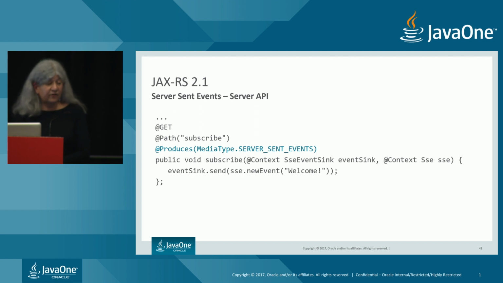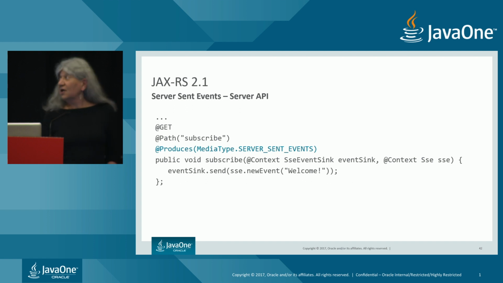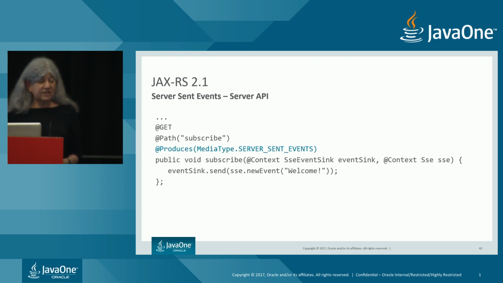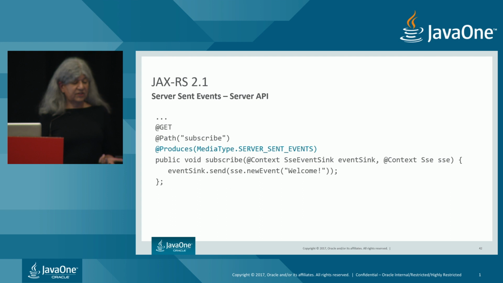So on the server, you might have a resource method that looks like this. So notice that we've designated the media type. The media type is, again, the text event stream media type is what the server-sent events maps to. And then in our subscribe method, we've injected the event sink and we've injected this SSE factory method. And then we're using the event sink to send the new event over to the client.